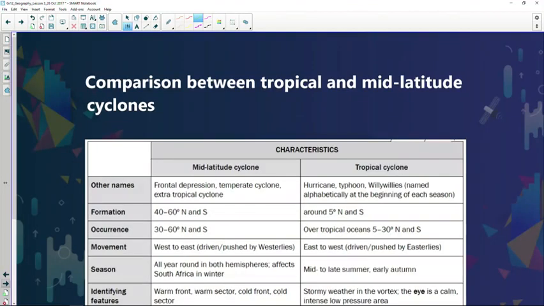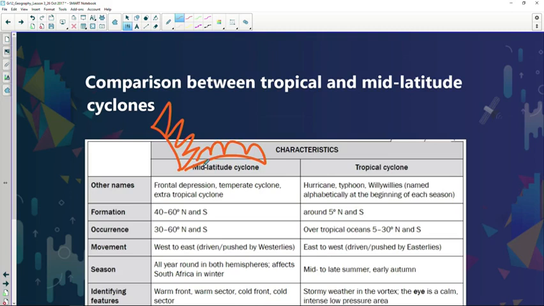With mid-latitude cyclones, how is it established? Is it because of warm conditions, or is it because the air is being forced to rise? It's because the air is being forced to rise. Two components of a mid-latitude cyclone: it consists of a cold front and a warm front. And what does this cold front do? It catches up with the warm front and forces it to rise.